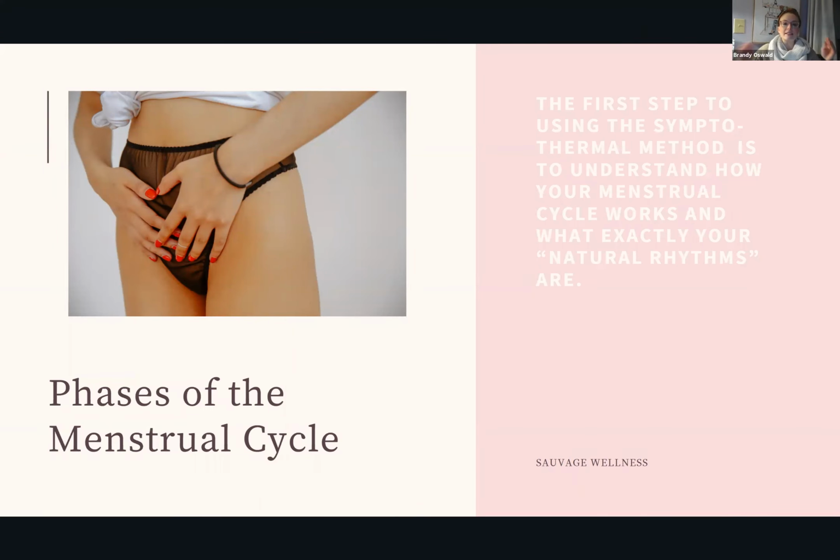So now we're going to take a look at the different phases of the menstrual cycle. The first step to using the sympto-thermal method of cycle tracking is to understand how your menstrual cycle works and what exactly your natural rhythms are, which is a term that gets thrown around a lot.